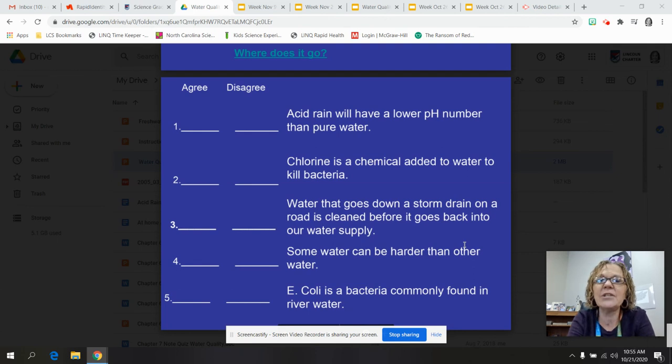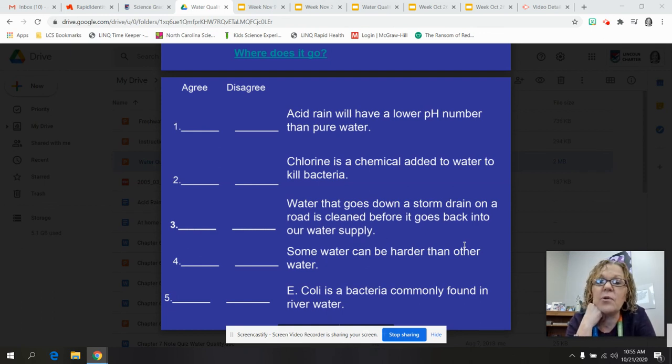All right. We got 3. Acid rain. Acid rain will have a lower pH number than pure water. Absolutely. It's going to be acidic. Acid rain can kill trees, can kill plants, things like that, if it's very acidic, okay? And we'll talk more in one of the next units about how acid rain is formed, okay?